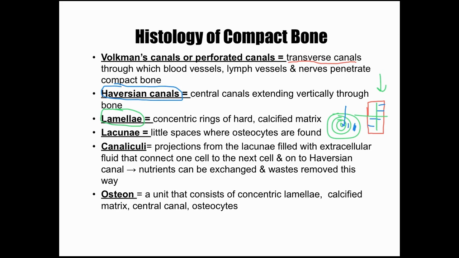The next term is called lacunae, which means little lake in Latin or Greek or something. Those are little tiny spaces inside the bone matrix. You'll see them, and they'll look like little dark spots. That's where the osteocytes are living. They live in those little spaces called the lacunae. Now the next one is canaliculi.